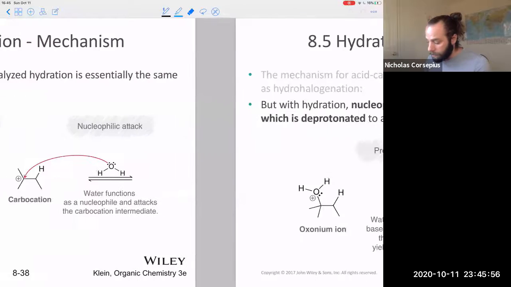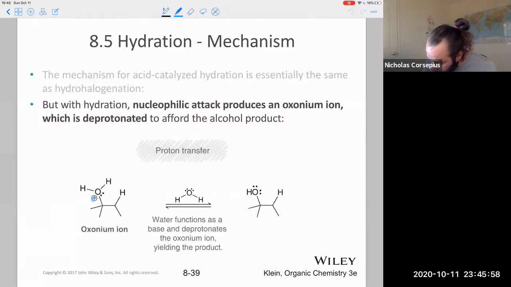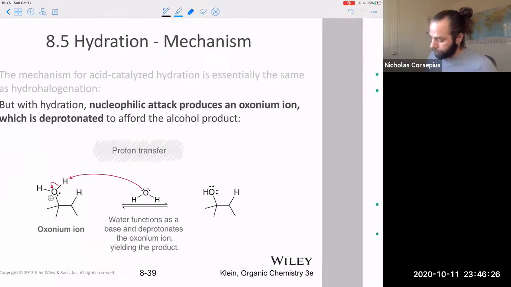Now we're not done yet because once water attacks, it joins, right, as H2O, meaning it has that positive charge. This is what's called an oxonium ion. And so the last step is going to be the deprotonation of that oxonium ion, leaving us with just our alcohol group. Okay, so this is the Markovnikov addition of an alcohol group to your alkene.